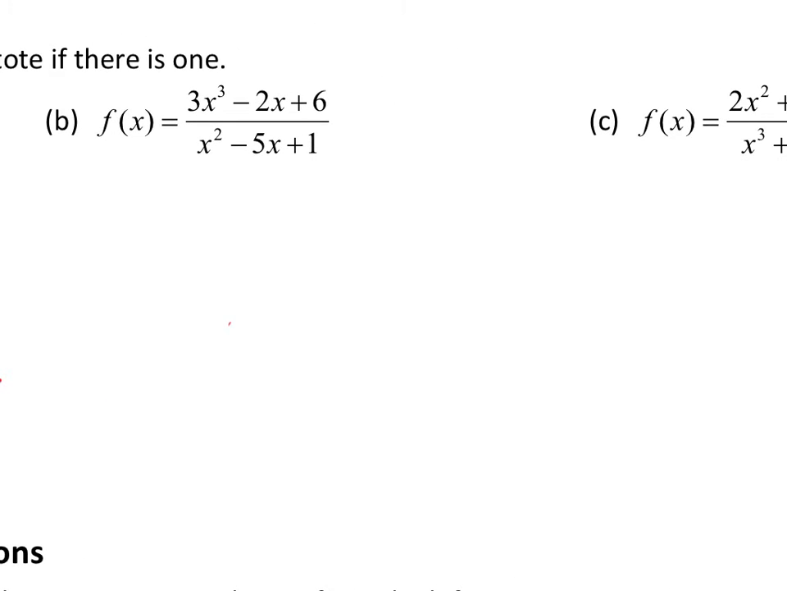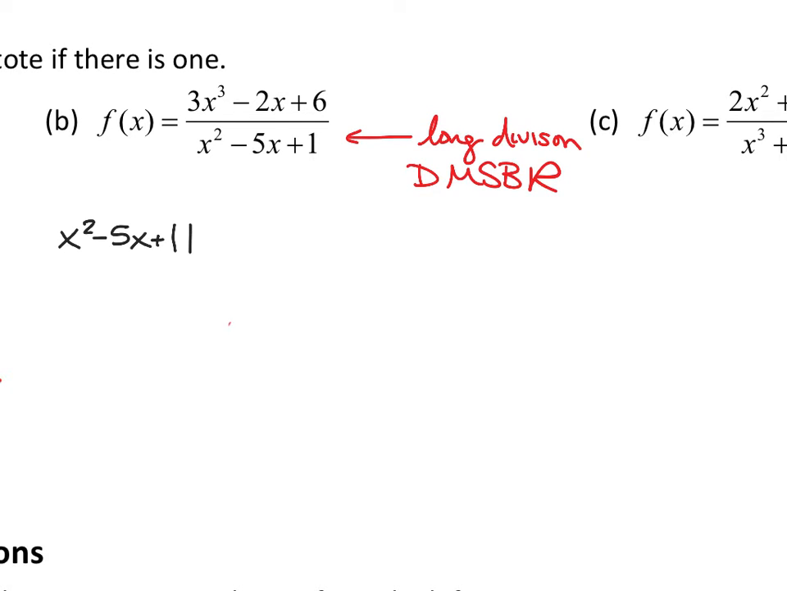Number B, hopefully you notice that because the denominator is not x plus or minus c, we are going to have to use long division. And those steps are divide, multiply, subtract, bring down, repeat. Let's do that slowly. I'll use a different color so you can kind of see what I'm doing. So we're going to have x squared minus 5x plus 1 as my divisor, and 3x cubed minus 0x squared, because we're missing x squared terms, minus 2x plus 6.